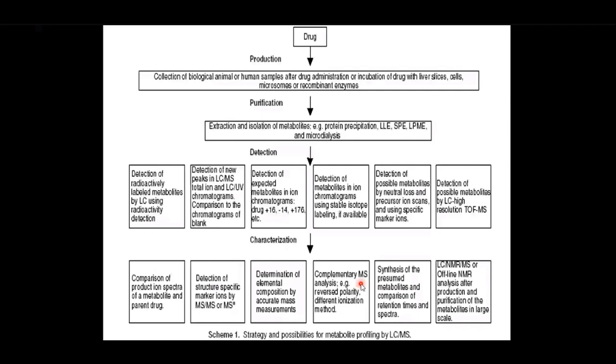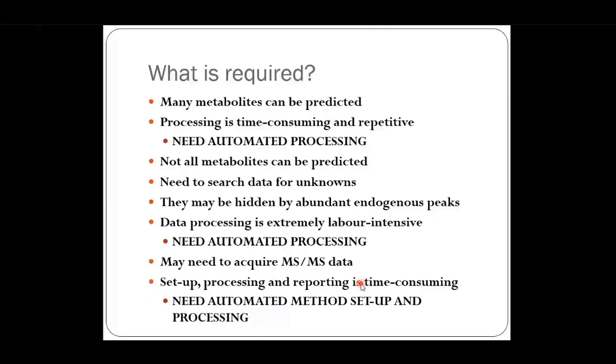Okay, I will quickly go through what is required. Many metabolites can be predicted by using mass spectrometry. Processing is time consuming and repetitive, so there is a need for automated processing. This is where the research is going on now. Not all metabolites can be predicted, so you need to search data for unknowns. They may be hidden by abundant endogenous peaks, especially with a lot of biological matrix. Data processing is extremely labor intensive, so automated processing of data is needed.